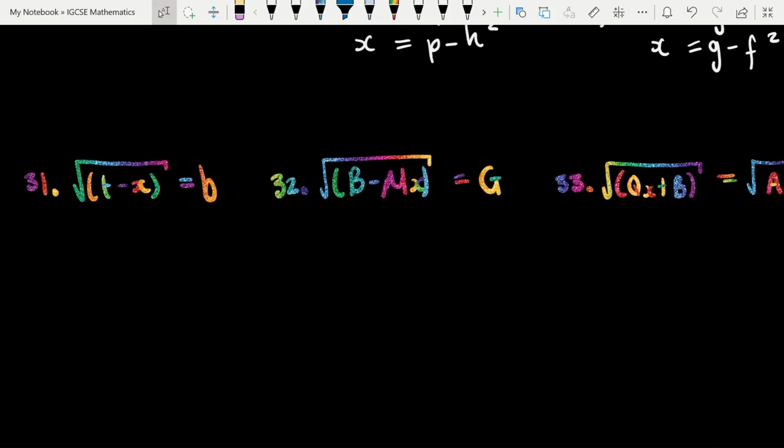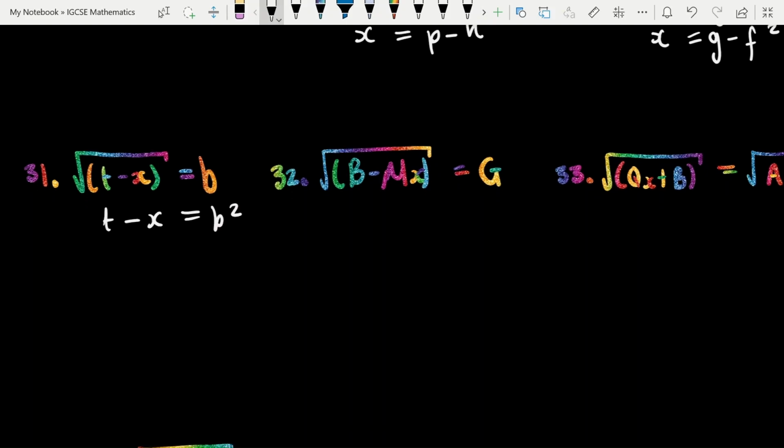Number 31, there's no hurry. Let's keep going. We have to put all the skills in our bodies, because this is not the end. There are more videos to come. Let's see. Square root of t minus x is equal to b. Yet another example. We take the square root sign to the other side. Of course, t minus x is equal to b squared.